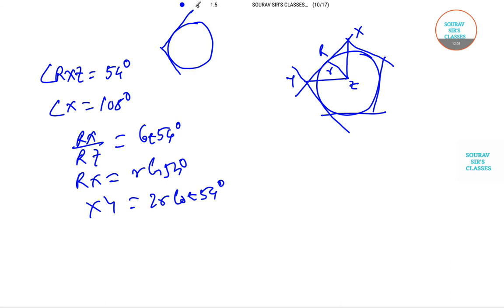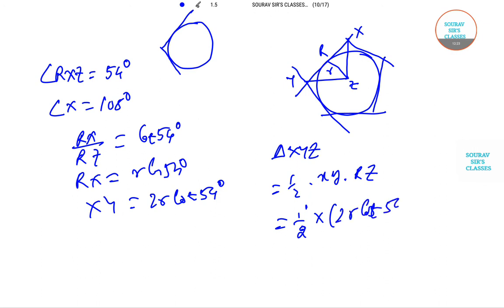That's it. So now the area of the triangle XYZ, according to our pattern, is half into XY into RZ, that is half into 2R cot 54 into R, that is R square cot 54. So area of the circumscribed pentagon is 5R square cot 54.